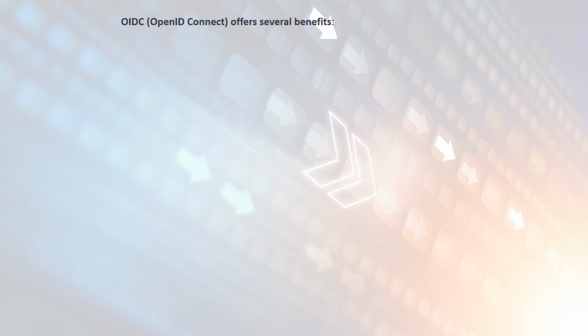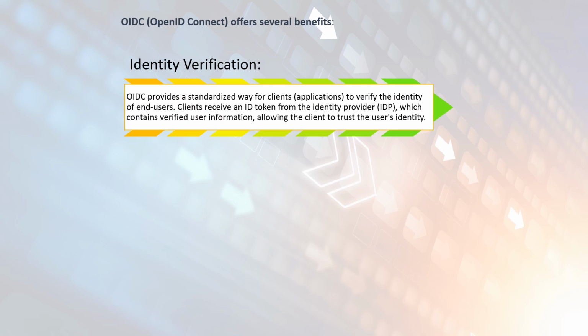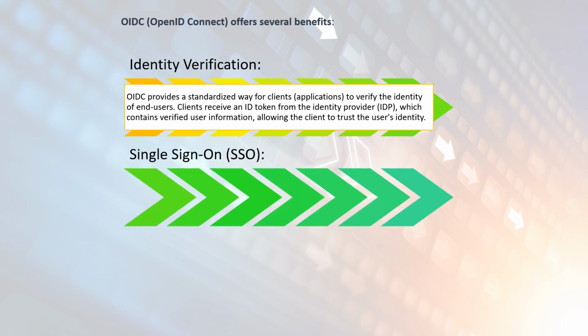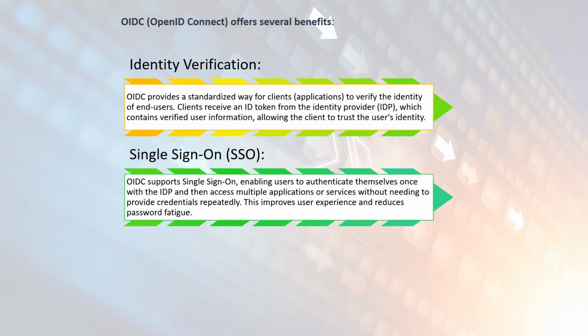OIDC offers several benefits, including identity verification. OIDC provides a standardized way for clients to verify the identity of end users. Clients receive an ID token from the IDP which contains verified user information, allowing the client to trust the user's identity. Single sign-on. OIDC supports single sign-on, enabling users to authenticate themselves once with the IDP and then access multiple applications without needing to provide credentials repeatedly.